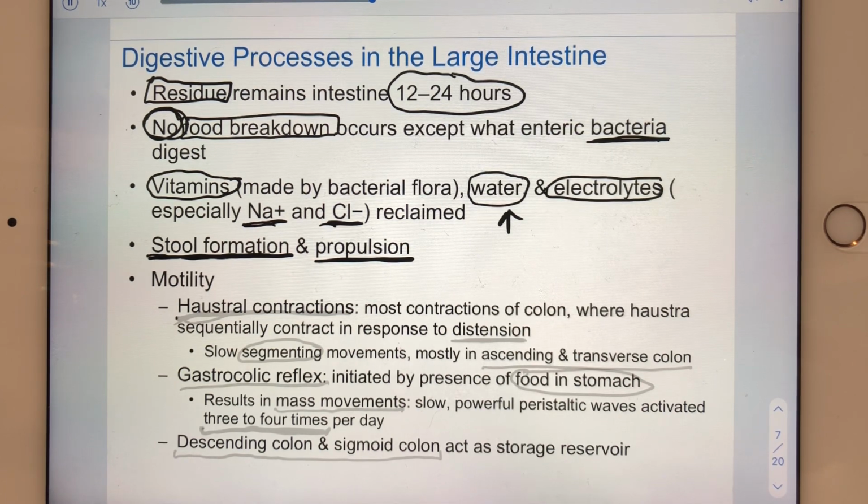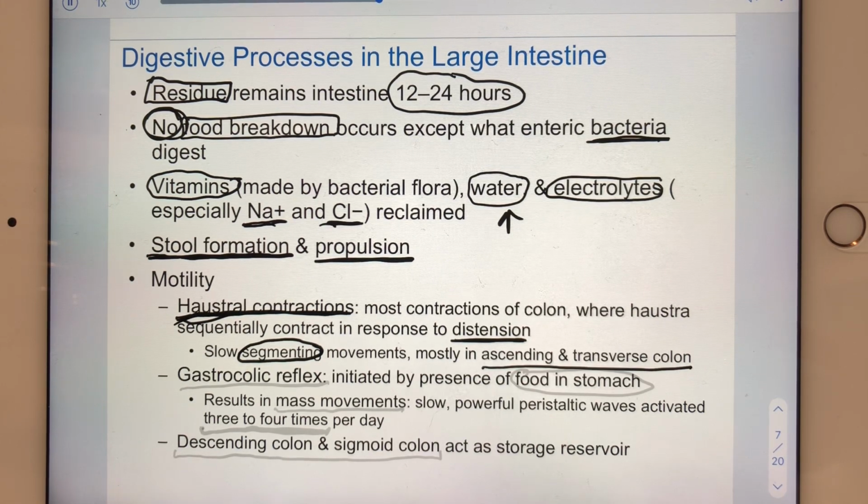Okay. Well, how does the large intestine move stuff through? In part, it relies on haustral contractions. Most of the contractions that are achieved by the large intestine occur when the haustra contract in sequence, and they do this in response to the stimulus of distension. And even though the haustra are doing this in a very sequential manner, this is considered segmentation. Mostly that occurs in the ascending and transverse colon.